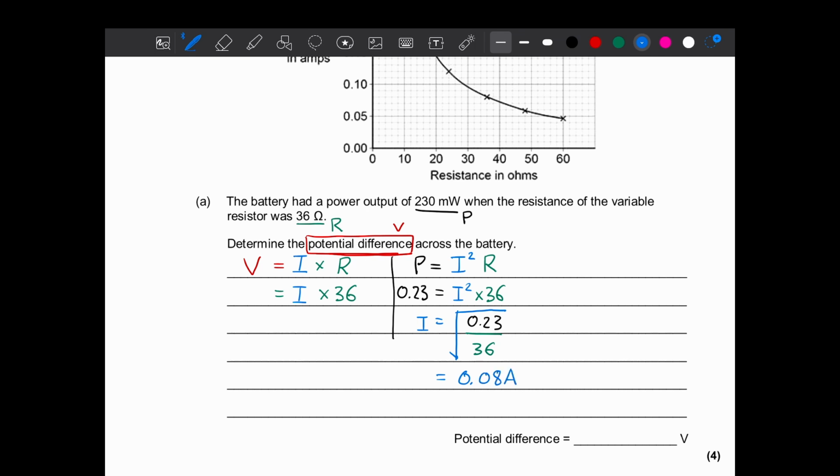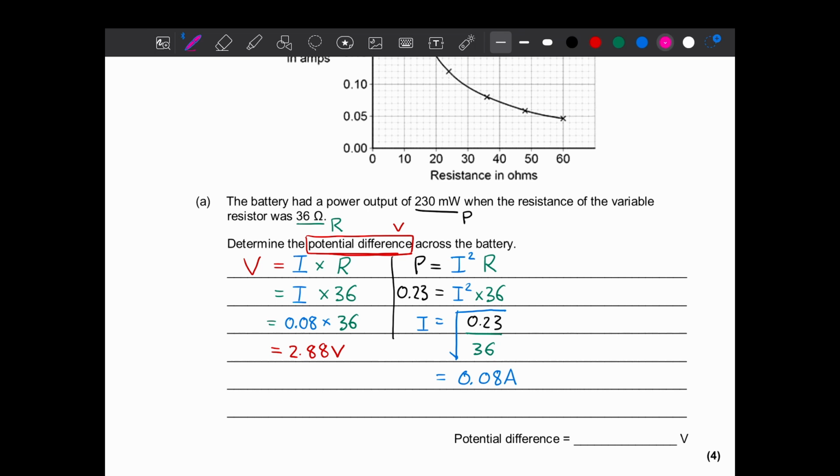0.08 amps. Now, I can take this value of current that I've just calculated and substitute it into my original equation over here. So let's do that. I've got 0.08 multiplied by 36 ohms, and that's going to give me a final value for potential difference of 2.88 volts. And that is one way of doing this problem mathematically, combining two equations.